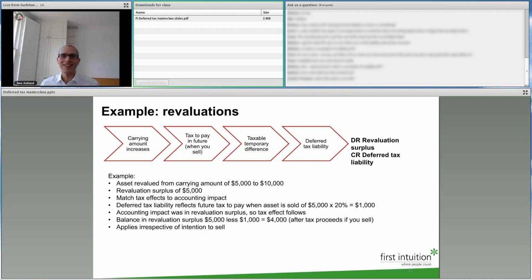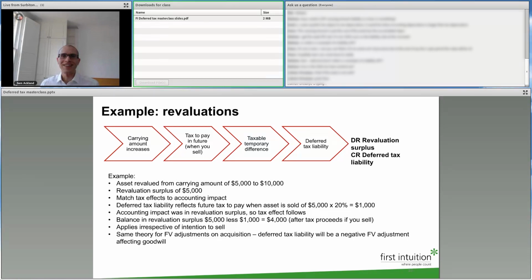What if the asset is not sold? Well, it doesn't matter if the asset is not sold. As we said, it applies irrespective of the intention to sell. Obviously, the temporary difference might change in future as the valuation of the asset changes in future. So you would just have to reflect any changes in your revaluation of the asset through deferred tax as well.